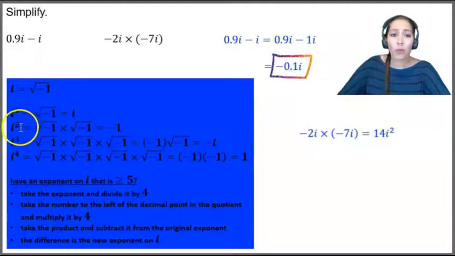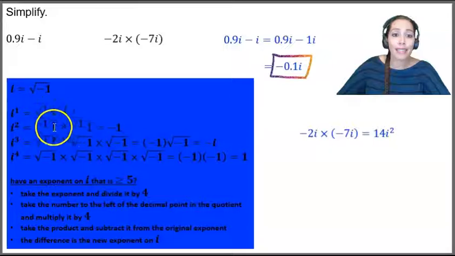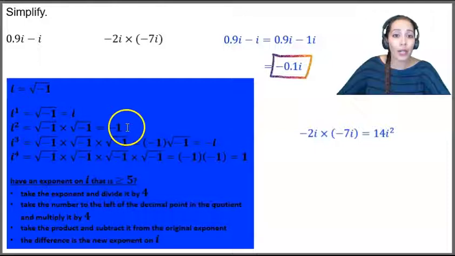When we have i squared, that would mean i times i, or square root of negative 1 times the square root of negative 1. And when you are multiplying two like radicals, meaning they have the same index and the same radicand, you can just drop the radical sign and keep the radicand. So i squared is negative 1.